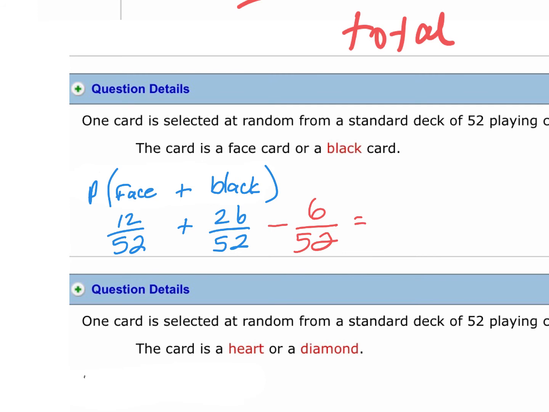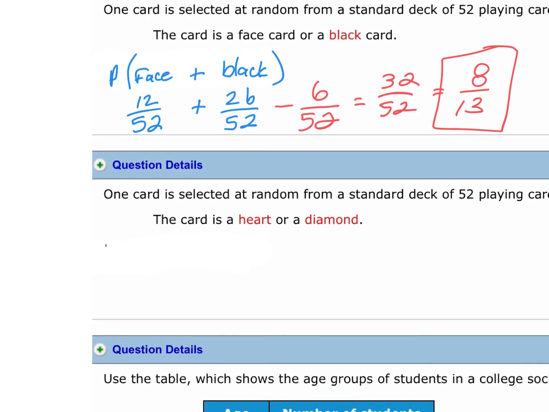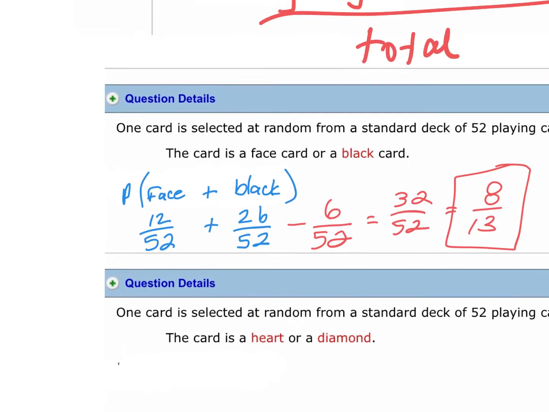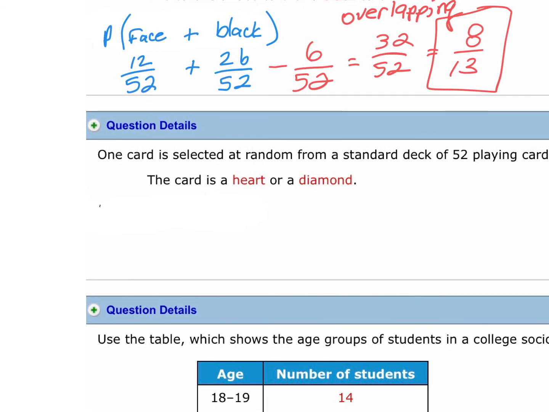So it's 12 plus 26 minus 6. You guys get 32 over 52? Yes? All right, so then that reduces to 8 over 13. Perfect, good. That's an overlapping event. You have to subtract the stuff that overlaps. It's an overlapping event.